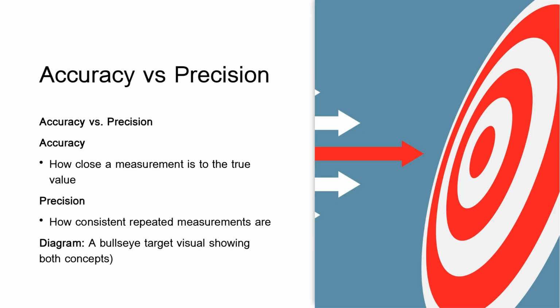A good way to visualize this is a dartboard. Hitting the bullseye is accurate. Hitting the same spot on the outer rim repeatedly is precise but inaccurate.